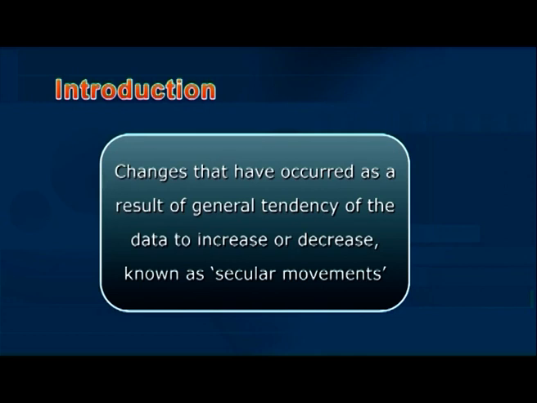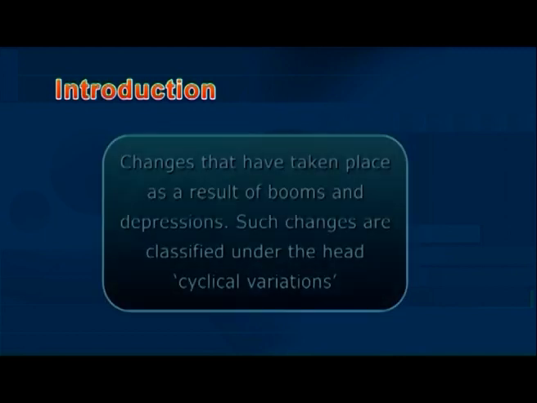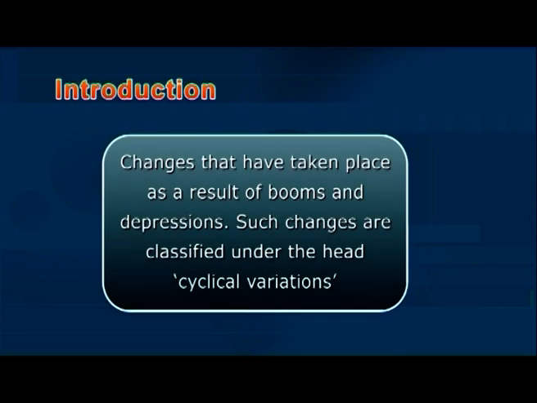Changes that have occurred as a result of general tendency of the data to increase or decrease are known as secular movements. Changes that have taken place during a period of 12 months as a result of change in climate, weather conditions, festivals, etc. are called seasonal changes. Changes that have taken place as a result of booms and depressions are classified under the head cyclical variations.